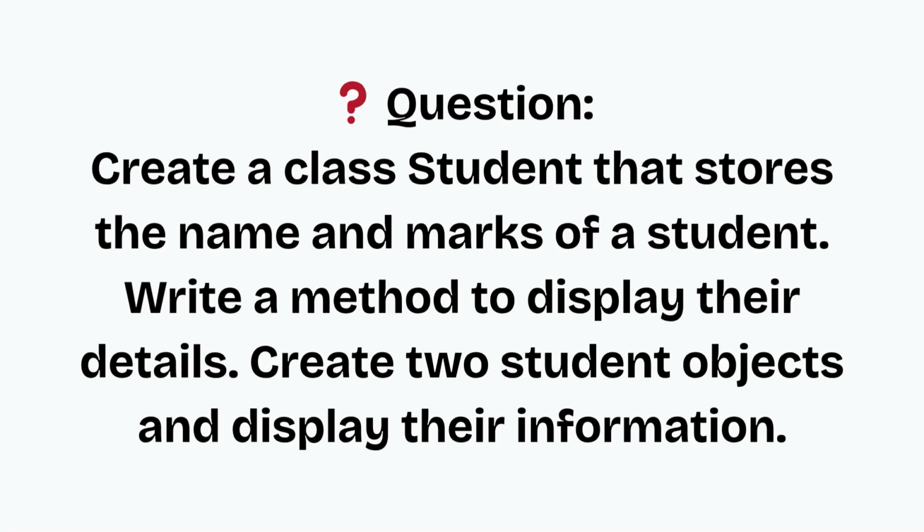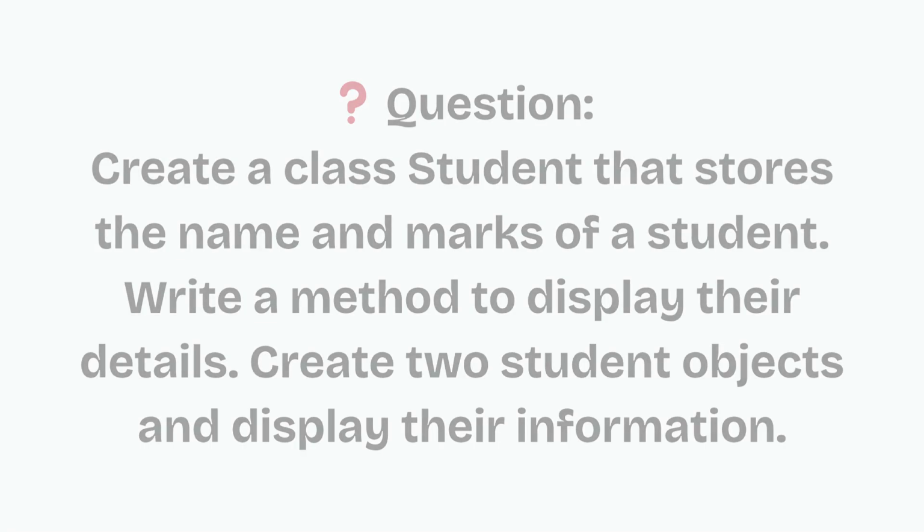So the question is, create the class Student that stores the name and marks of the student. The class name will be Student, and then we have to create two attributes, name and marks. Write a method to display their details. So here we want to use the method display. We want to use def display, so that it will print the output. Then create two student objects and display the information. We just want to give the inputs for two objects. That's it. So this was the question, and here we can go with the solution.